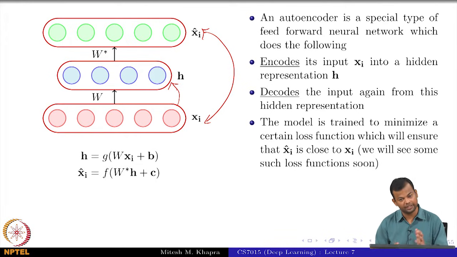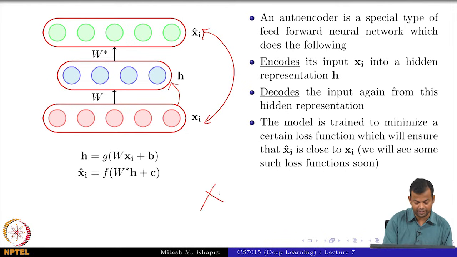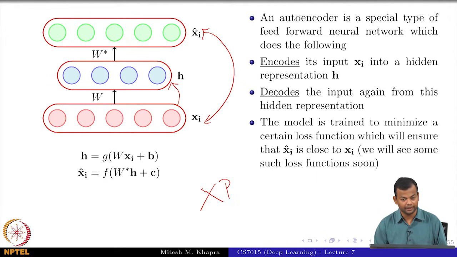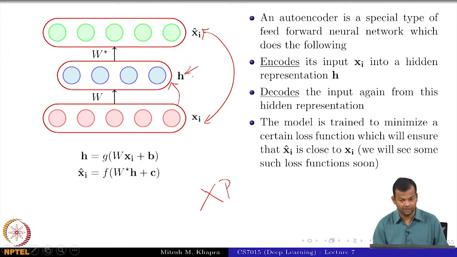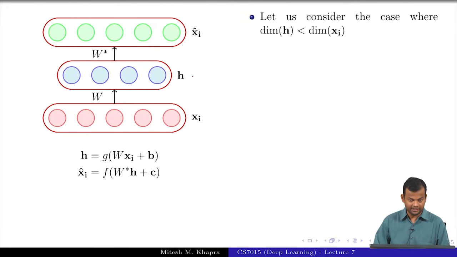So, there we had used this linear transformation where we had taken the original input x and transformed it to a new basis, and we had used that basis for representing the original input, right. So, something similar is happening here. We are using this hidden representation h to represent our original input. Now, let us consider a few cases.